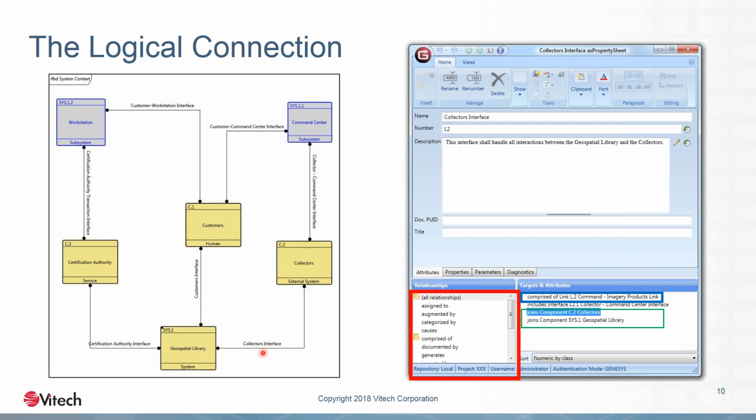So we're looking at the collectors interface. We notice that it's associated with a geospatial library, and it's also associated with the connectors. So for an interface, it has to have exactly two connections. We'll allow you to have one at a time, but it won't allow you to have more than two because that's a violation of the rules of connectivity that we've established. So I'm showing you the graphical representation.